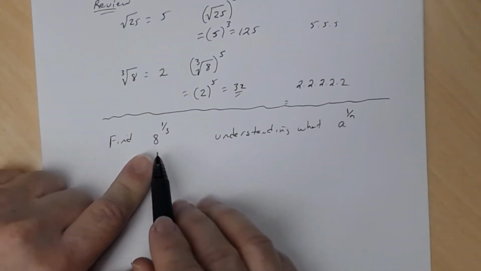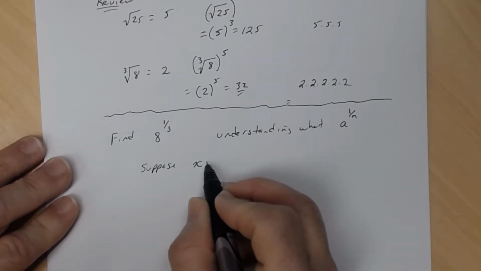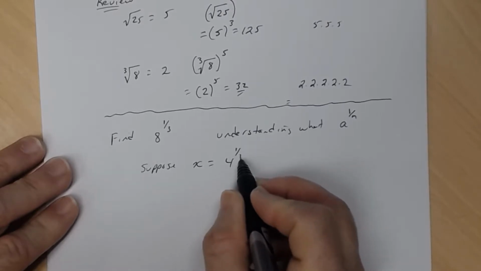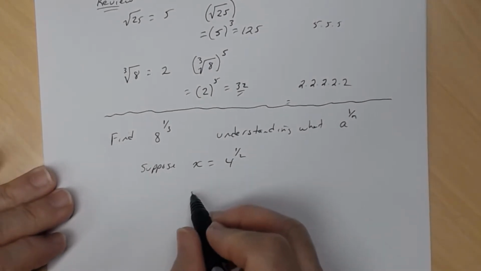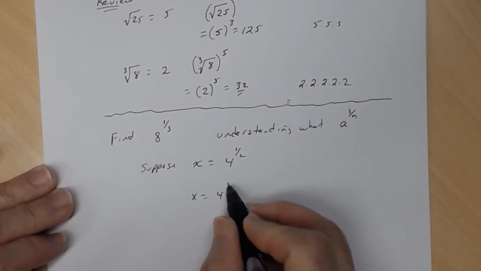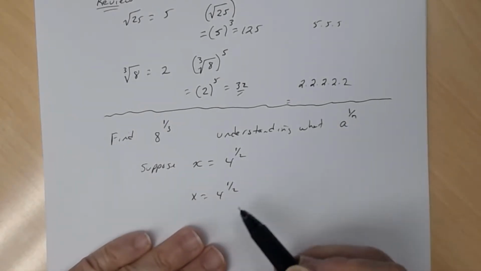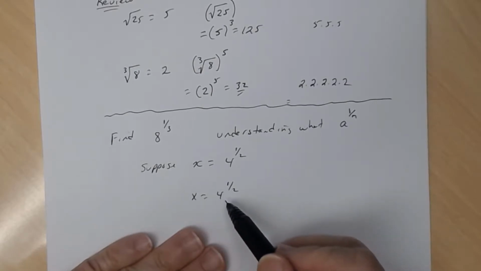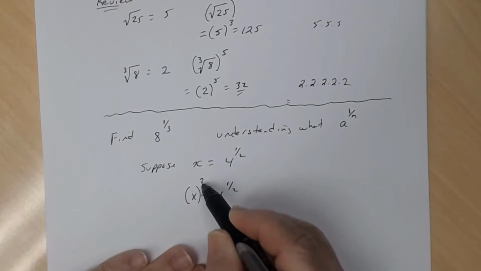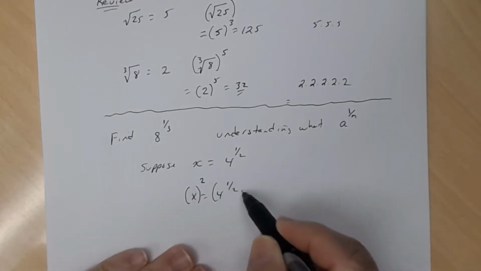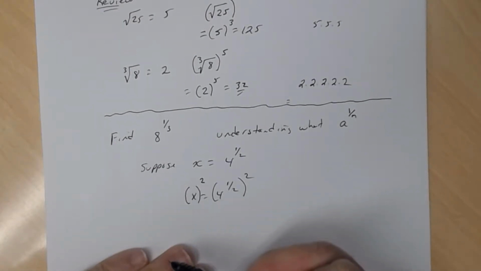Okay? All right, so let's suppose that x is equal to 4 to the 1/2 power. And then I'm going to go ahead and rewrite this. Now remember, one of the things that you've learned multiple times was this. What you do to one side, you have to do to the other side. So if I square the left-hand side, then I have to square the right-hand side. So what I do to one side, I do to the other.